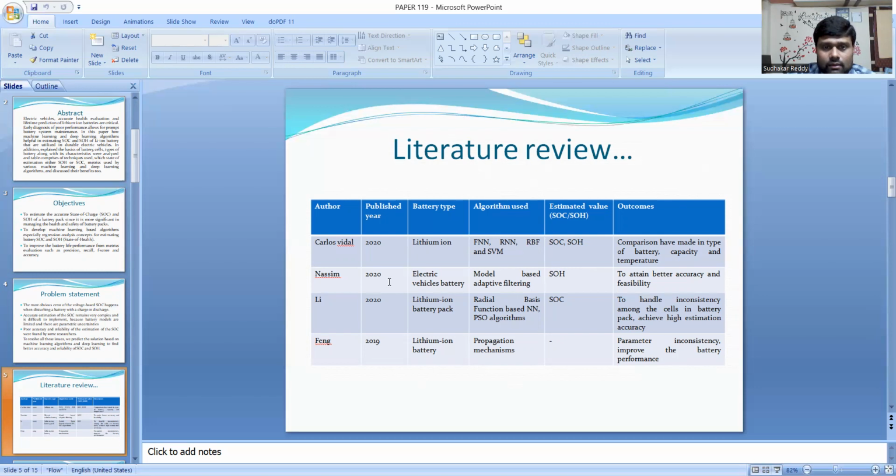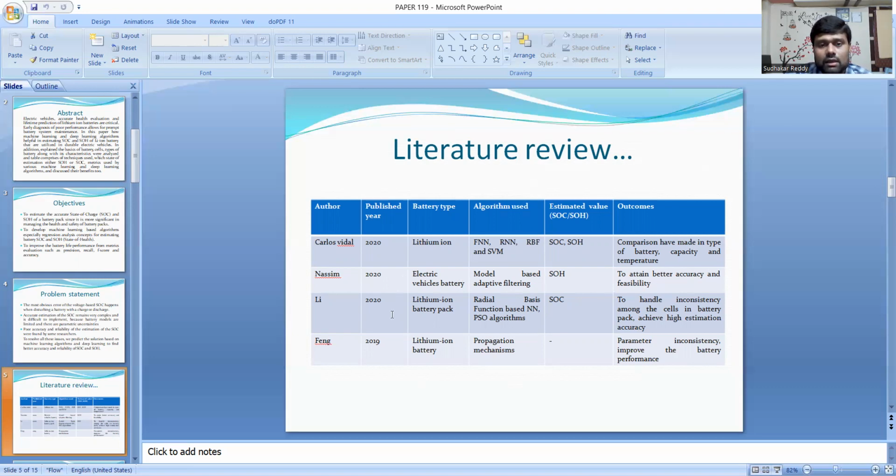Next, another author used the electric vehicle battery type. He used the algorithm model-based adaptive filtering for the estimation of the state of health. The outcome of the paper is to attain better accuracy and feasibility.